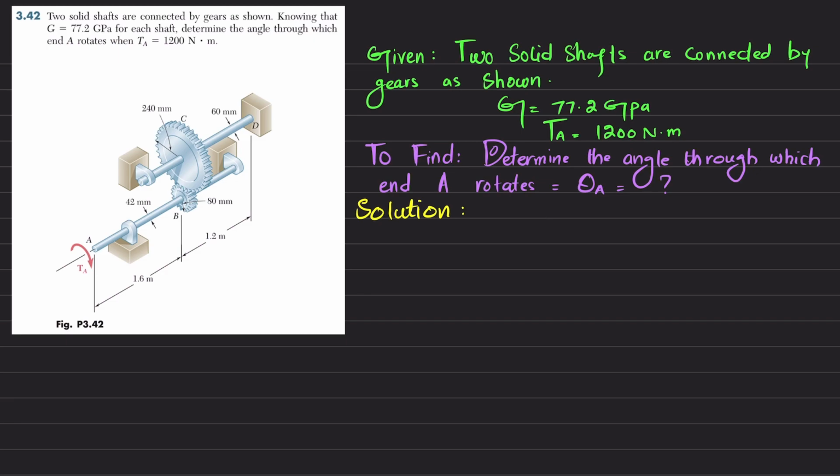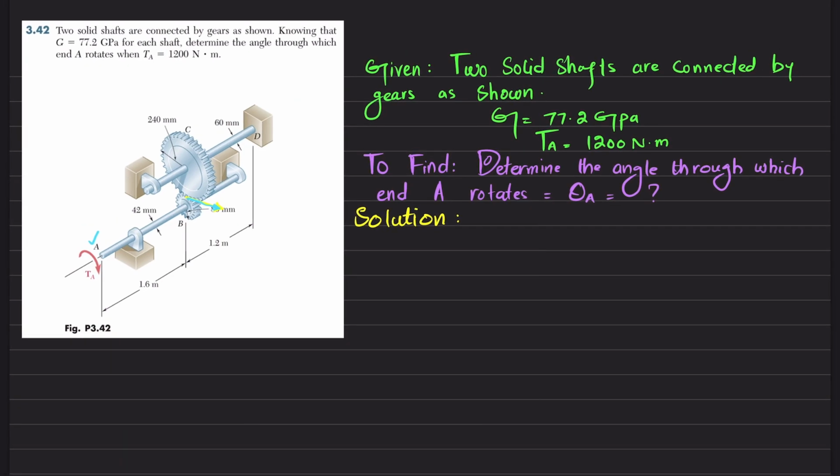First, you can see that gear B will apply a horizontal force on this shaft in this direction, and this will be the circumferential contact force. We have torque TA, and we will first find the torque in shaft CD. How will we find it? Calculation of torque.